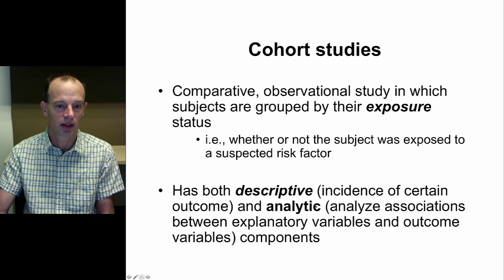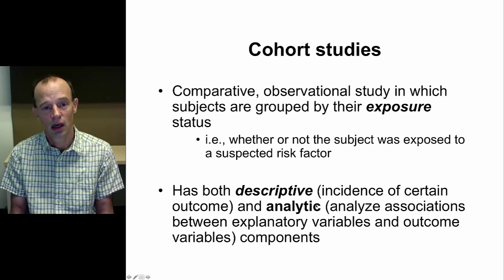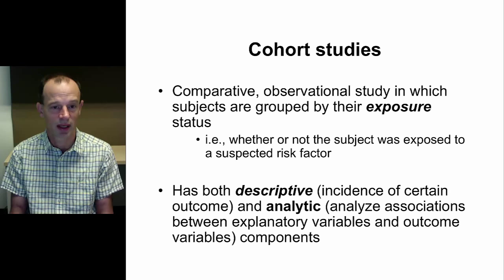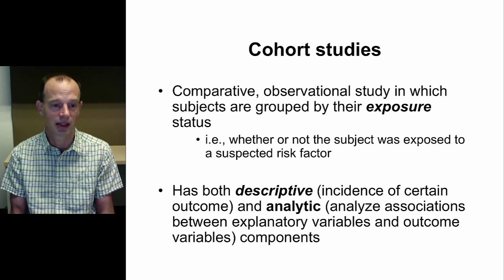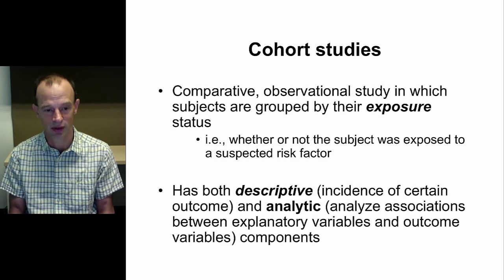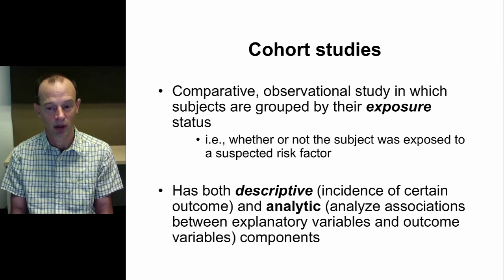Okay, so cohort studies are comparative observational studies in which the subjects are grouped by their exposure status. So in case control, we were thinking about their outcome status at the time of the study. This is you're grouping people on the basis of their exposure status. So here you might find, to use the lung cancer example, you might group people by whether they're currently smoking or not smoking, and then follow them into the future to see if they develop lung cancer. So often it has both descriptive components, such as the incidence of a certain outcome, as well as an analytic component, which analyzes associations between explanatory variables and outcome variables.